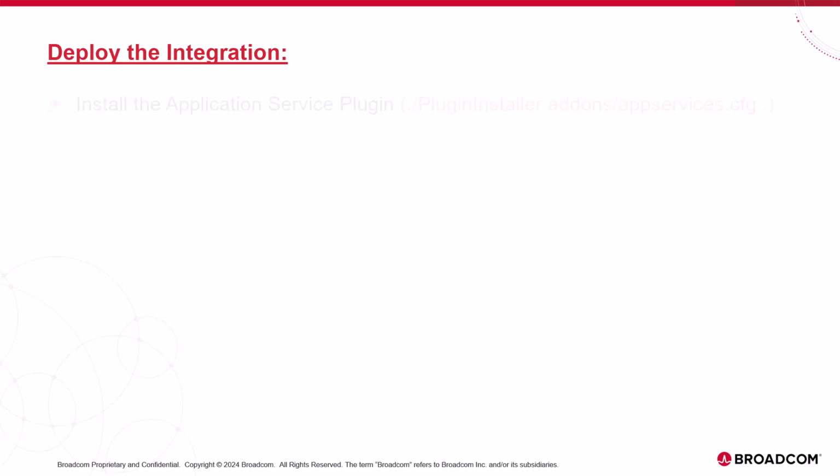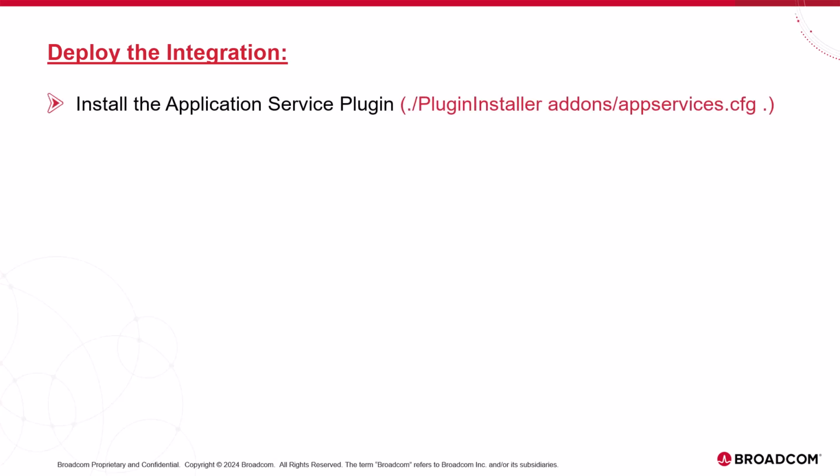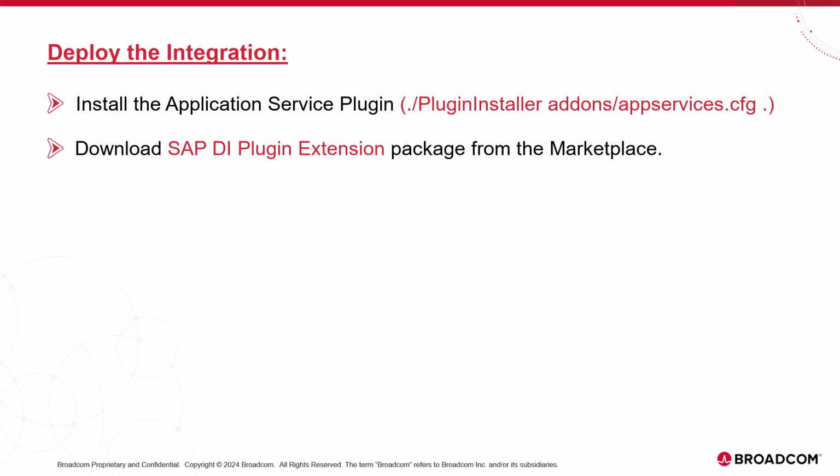First, ensure the Application Services plugin is installed as a prerequisite. The Application Services plugin and Pojo extension have the CFG extension. In older agent versions, you might encounter a PAK file instead. Next, download the plugin extension package from the marketplace. This package contains all the necessary elements. Unzip the package and extract the content into a temporary folder.